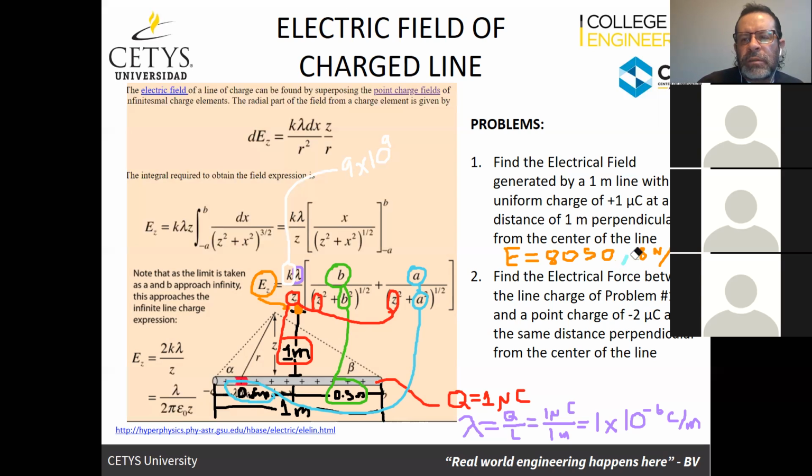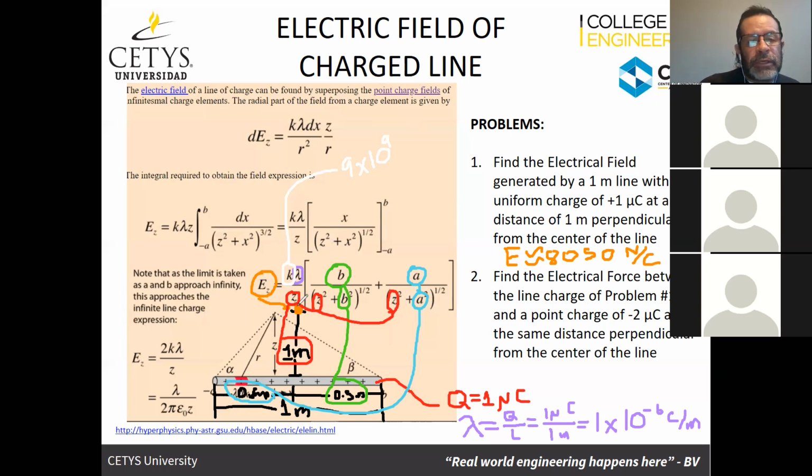So we are talking about a range of around 8,050 newtons divided by Coulomb. That seems right. Good.